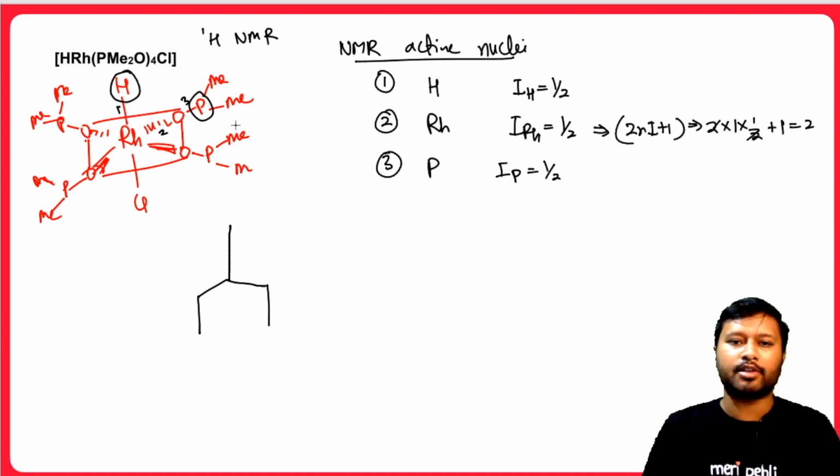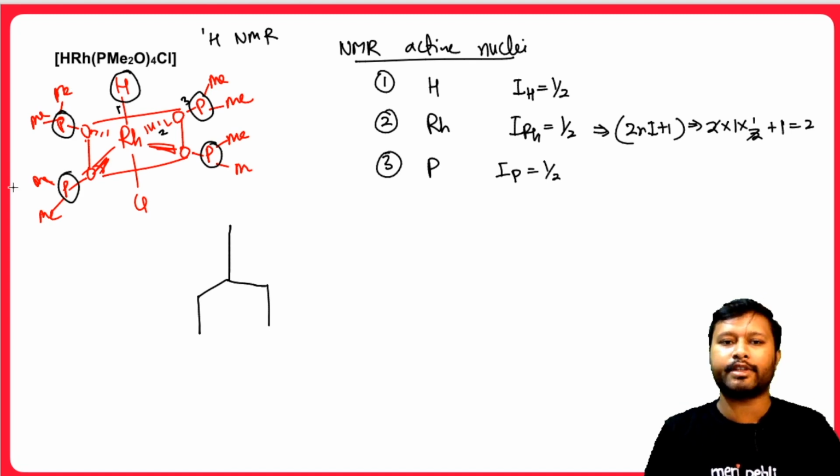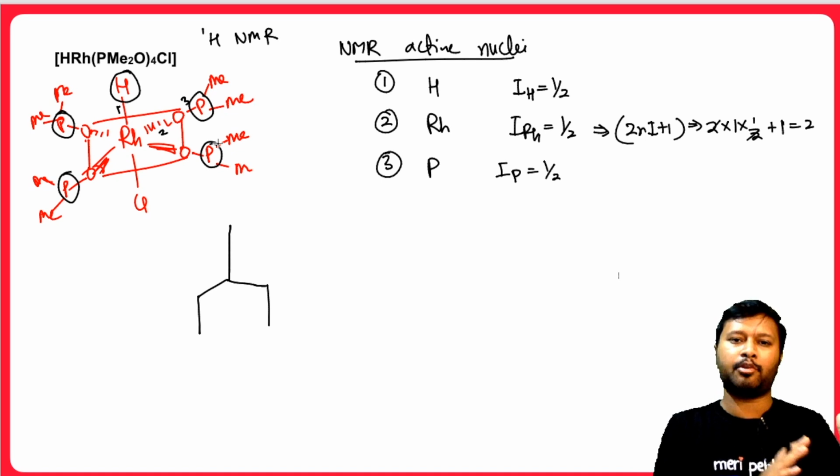Now, how many phosphorus do I have in the molecule? I have 1, 2, 3 and 4 phosphorus, and all these 4 phosphorus are equivalent to each other. Why are they equivalent? Because they are all in the same chemical environment. They are all cis to this hydrogen and all cis to this chlorine, so the chemical environment is the same. I discussed the chemical environment in the previous video; in case you have not watched it, please watch it again. So all the phosphorus are the same.